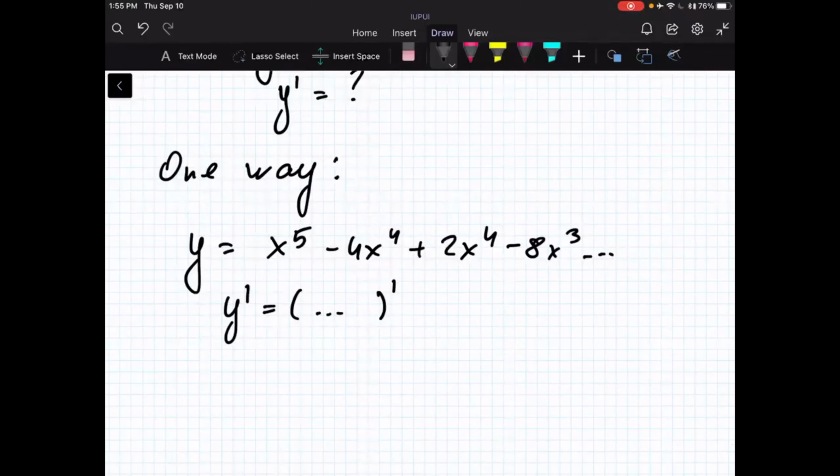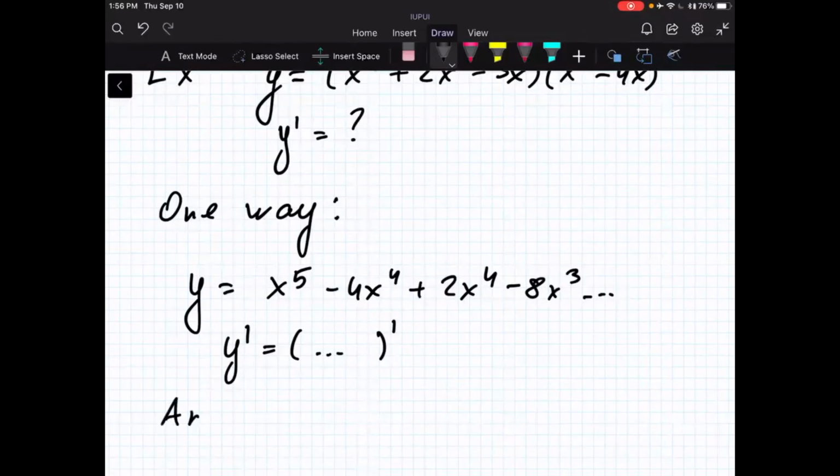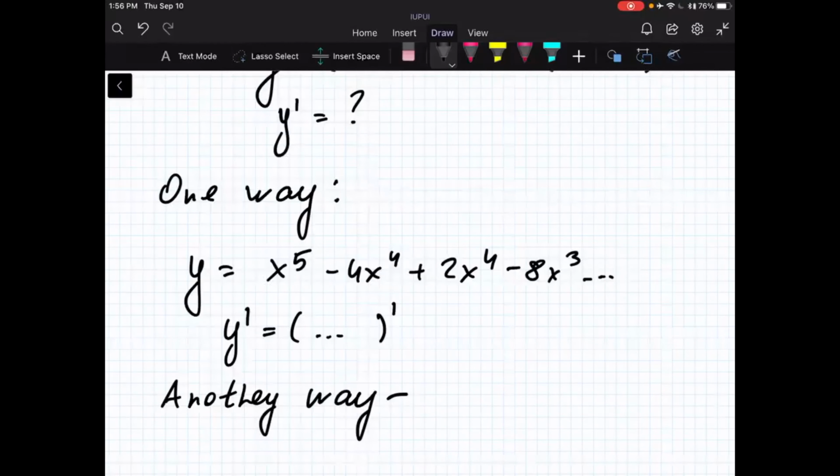But we already learned what to do if you have a product. So another way. I mean, sometimes this straightforward way is also okay, because then you don't need to think what you need to differentiate. You just get the polynomial and then differentiate the polynomial. So if you're not confident with the product rule, maybe this is the best way for you. But let's apply our rule. So product rule.